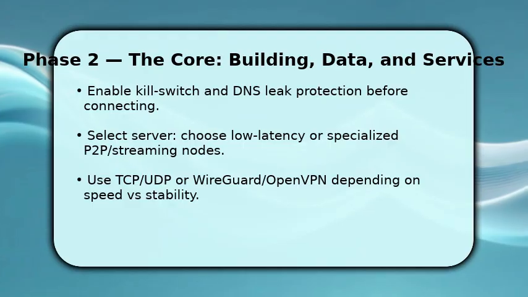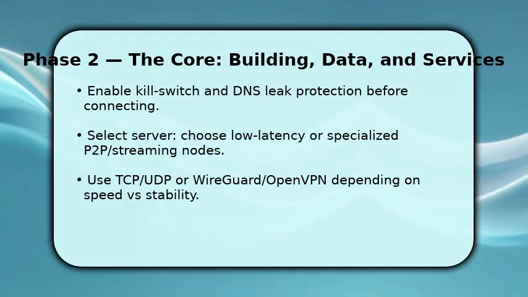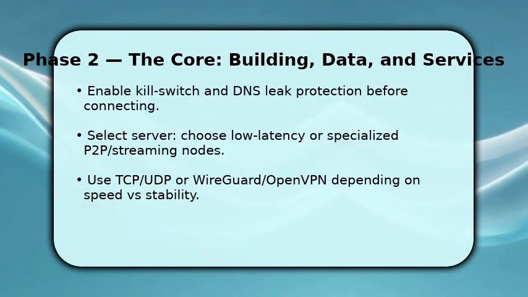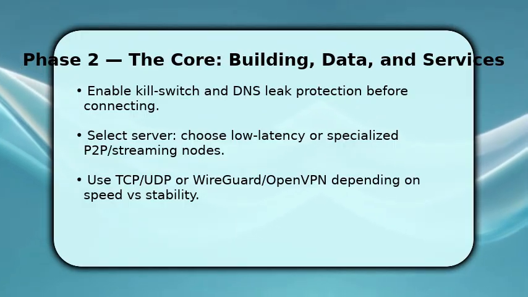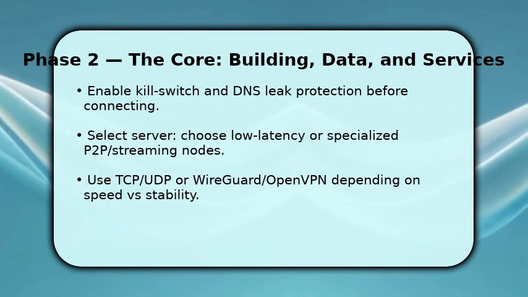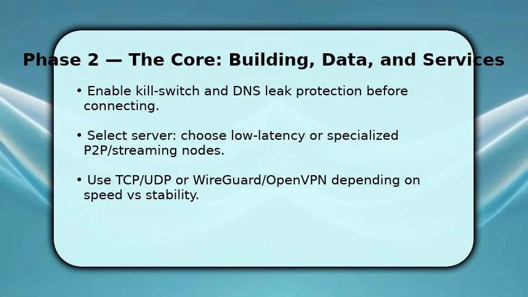Choose a protocol: WireGuard or OpenVPN for strong performance, TCP if you need stability. After adjusting, initiate the connection and wait for the client to report a secure tunnel.